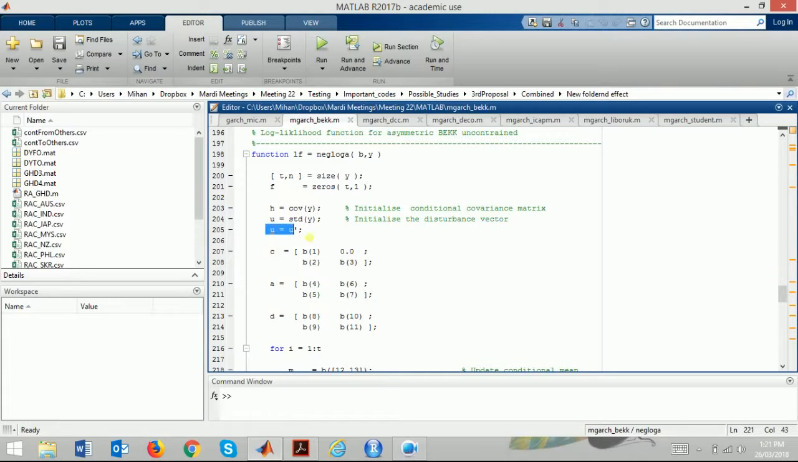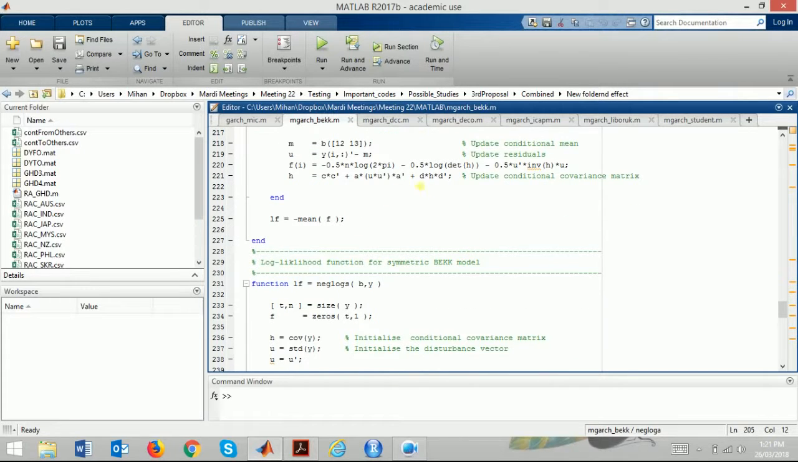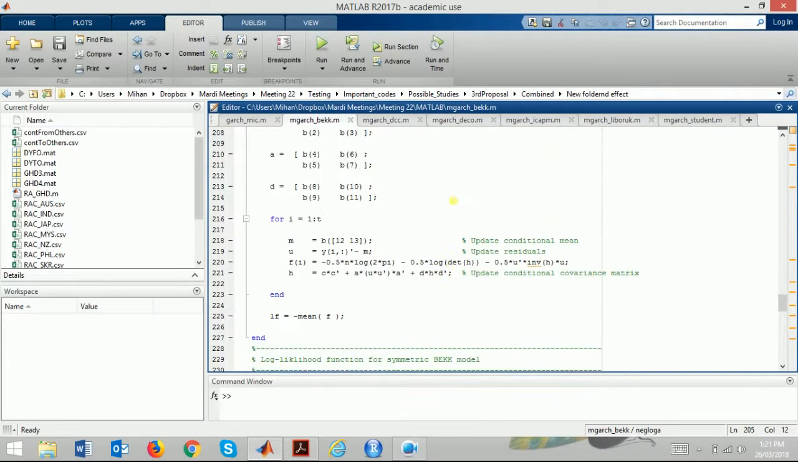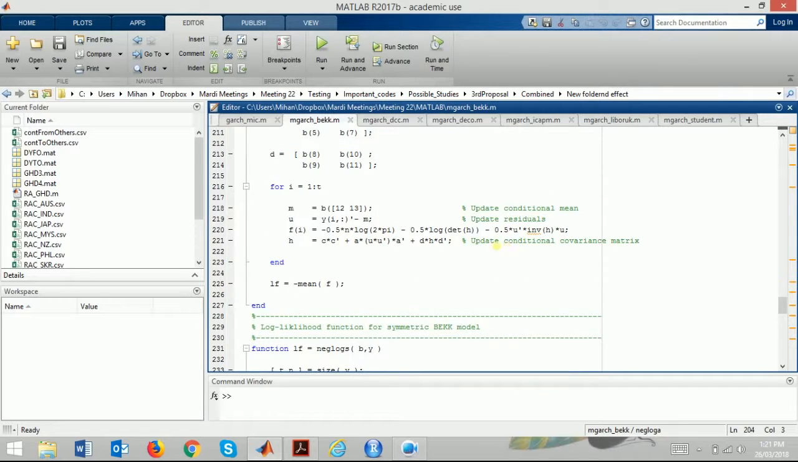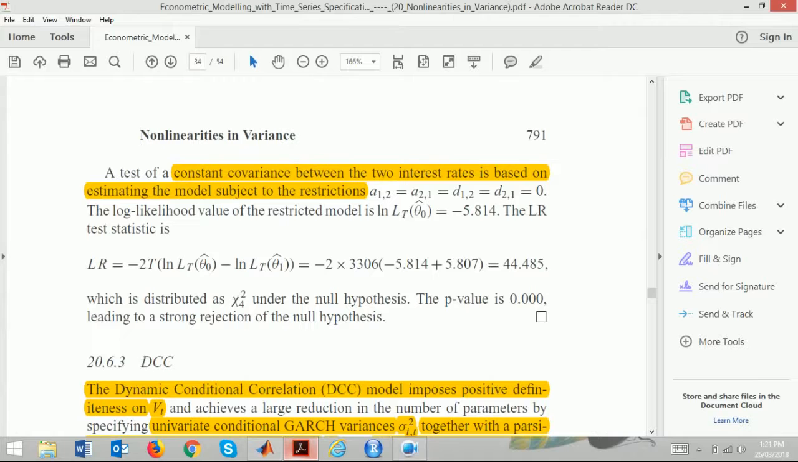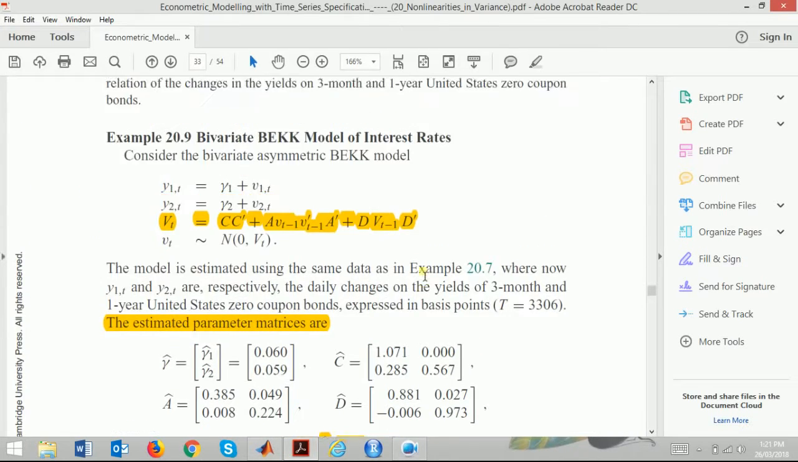CC transpose, as we know, A transpose U, U transpose. Okay, remember U and U are the same, so that we get U squared. DD transpose H. Why are we not squaring D? Not necessary. There is a possibility because U is a constant, where U and U transpose should be equal. There shouldn't be any difference.